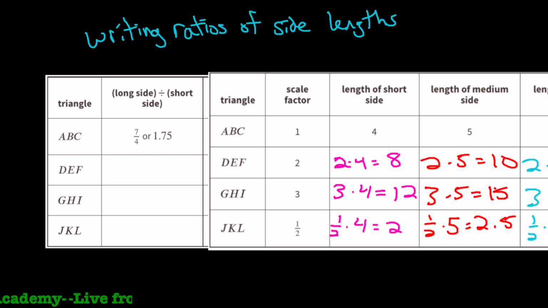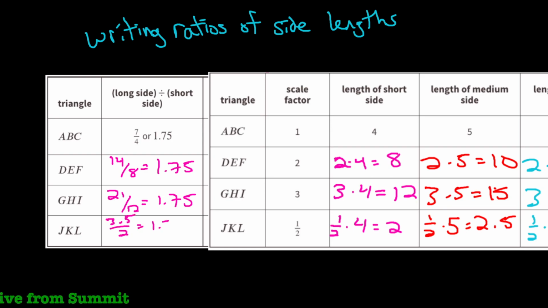I'm going to do the same thing for the other triangles in this first column. So it says, let me do it like this. I'm going to do long side versus short side. So I do 14/8, which is the same as 1.75. Going to use that calculator to calculate. For GHI, I have 21/12, which should be the same as 1.75. And for JKL, if I have 3.5/2, that's the same as 1.75 as well.